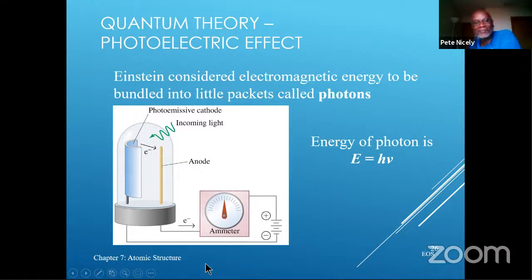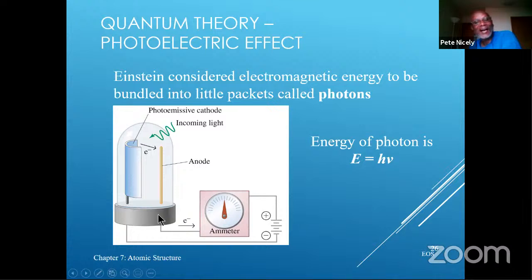Which basically helps to describe some of the properties of radiation, especially in terms of the photon picture of radiation. Now, let me try to explain what's happening here. Inside this glass casing, you have two electrodes. You have an anode, which is basically a pole, and then you have a cathode, which is said to be photoemissive. What that means is that if it's exposed to light or radiation of the correct frequency, it will emit electrons from it, all right?